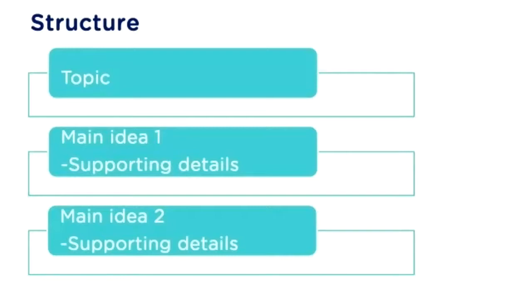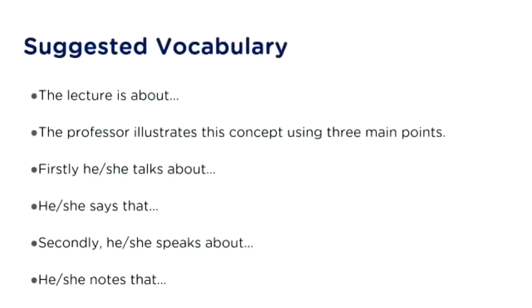So the structure of your response could follow something like this. Introduce the topic, so what's the lecture about? Introduce the first main idea and the supporting details, the second main idea and supporting details, and then the third main idea, which is missing from the flowchart, but yes, third main idea with supporting details.